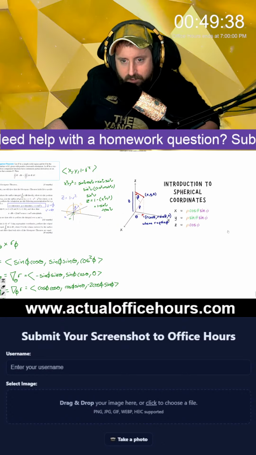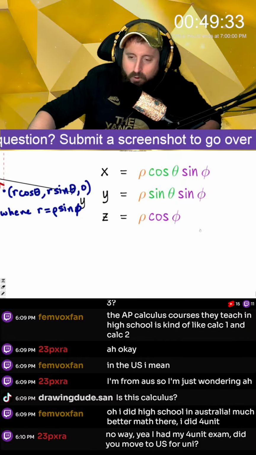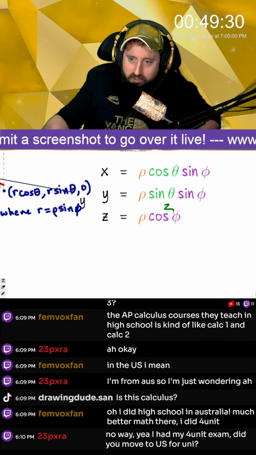Oh, I see where this is different. Oh, this is slightly different. Spherical coordinates is just cosine phi. This one's cosine squared phi.